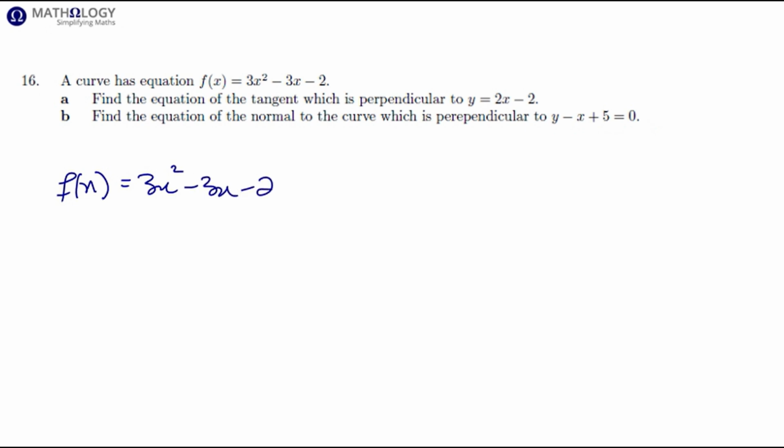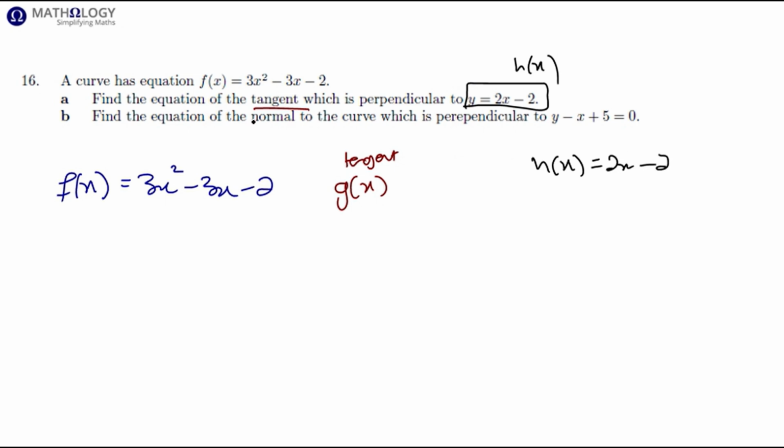We are now just going to call every other function something else. So the tangent, we're going to call g of x. Y equals 2x minus 2, we will call h of x. And we'll worry about part b when we get it. So the tangent is now perpendicular to the straight line h of x.